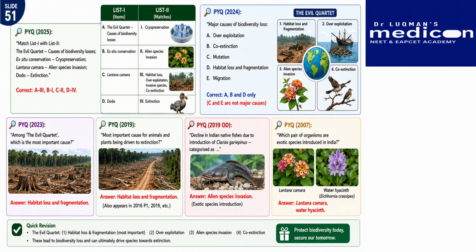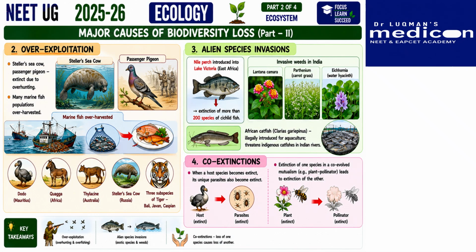Let's study the previous year questions when it comes to the evil quartet. I would request you to stop the video here and read all the previous year questions and try to understand what type of questions the examiner is asking from this topic. Okay. Major causes of biodiversity loss are obviously overexploitation, alien species, and co-extinction. You have to remember the images also. Sometimes match the following questions can come here.